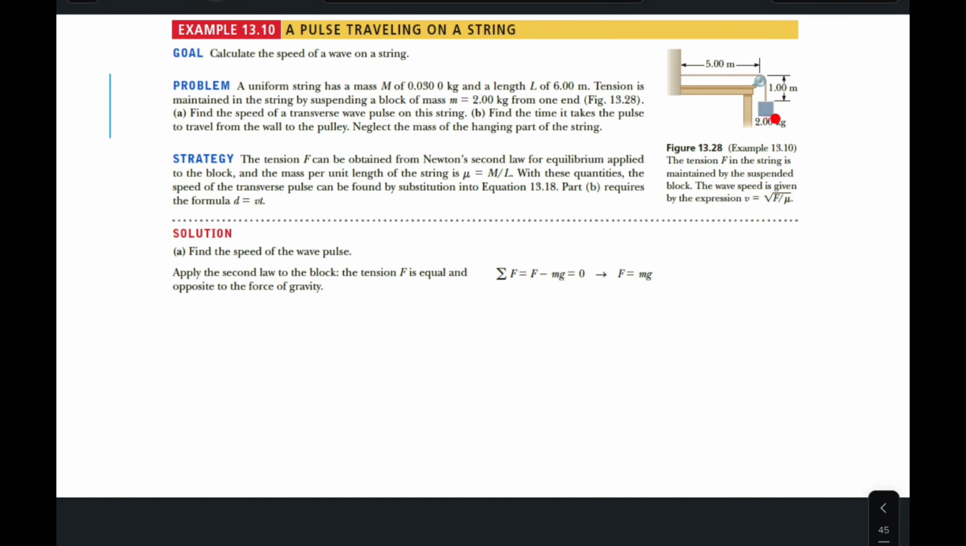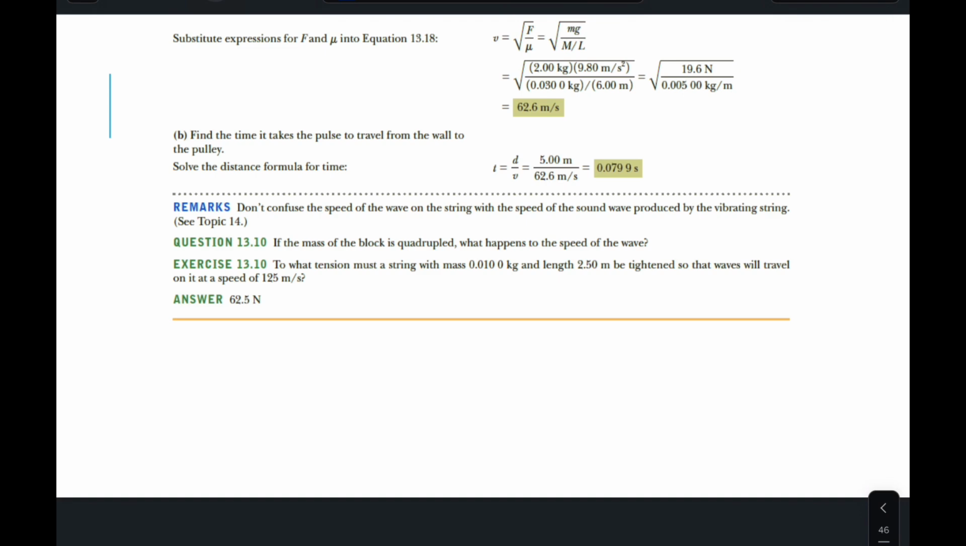So, okay, we know that this is hanging in balance, so the sum of Fy is equivalent to 0. The tension upward is equivalent to the weight. So this is basically the same: the tension is equivalent to the weight, right?